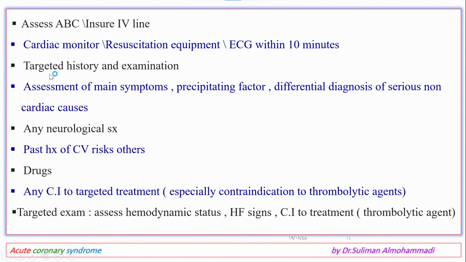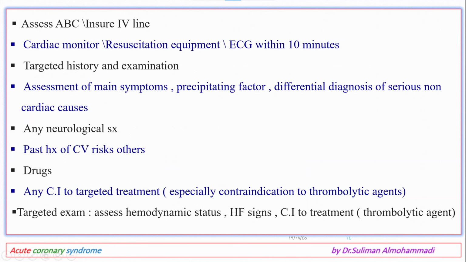So evaluation starts by assessing and ensuring adequate ABC, ensure a good IV line, put the patient on cardiac monitoring, ensure resuscitation equipment is available, and do an ECG within 10 minutes. This is the most important because acute coronary syndrome may have a sudden attack or arrhythmia, maybe a sudden cardiac death at any time. So this should be available when starting the treatment or when receiving the patient either in the ambulance or in the emergency room.